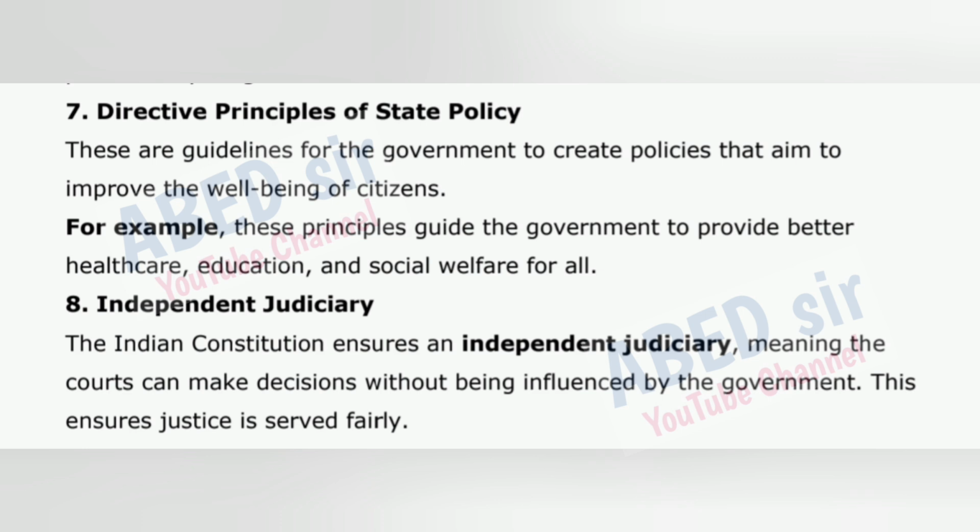8. Independent Judiciary. The Indian Constitution ensures an independent judiciary, meaning the courts can make decisions without being influenced by the government. This ensures justice is served fairly.